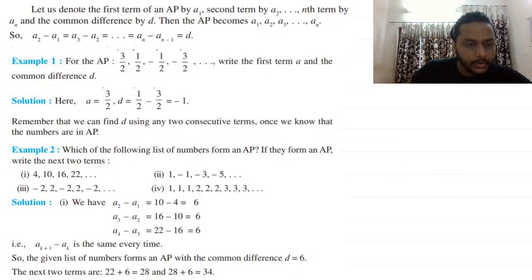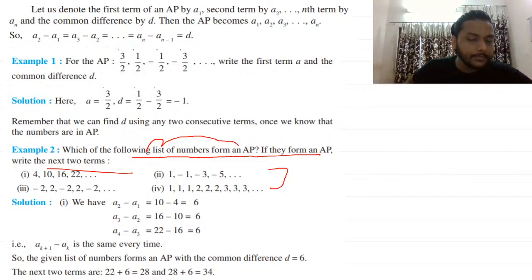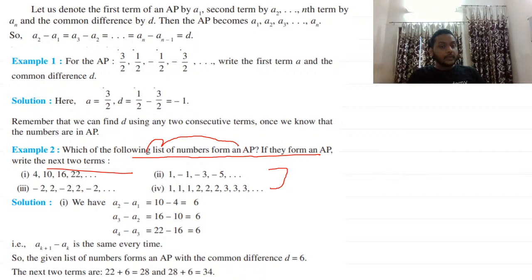Similarly guys, if I talk about this question, in this question I need to tell which of the following list of numbers form an AP. If they form an AP, write the next two terms. So what I'm supposed to tell is this. मुझे ये बताना है कि the first one, second one, third one and fourth one that I have been given over here, which of the following list forms an AP? इनमें से कौन सा वो है जो कि एक arithmetic progression वाला sequence है, और अगर इनमें से कोई वो sequence है तो उनके next two terms क्या होने वाले हैं, ये मुझे बताना। You got the question, everyone? Clear?